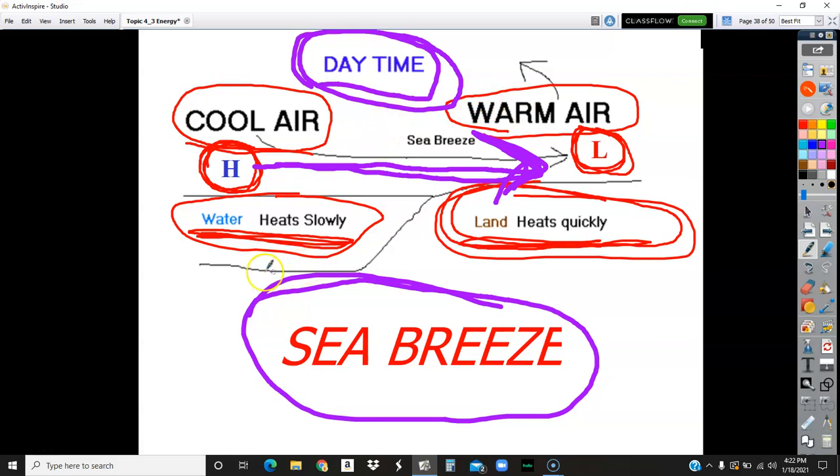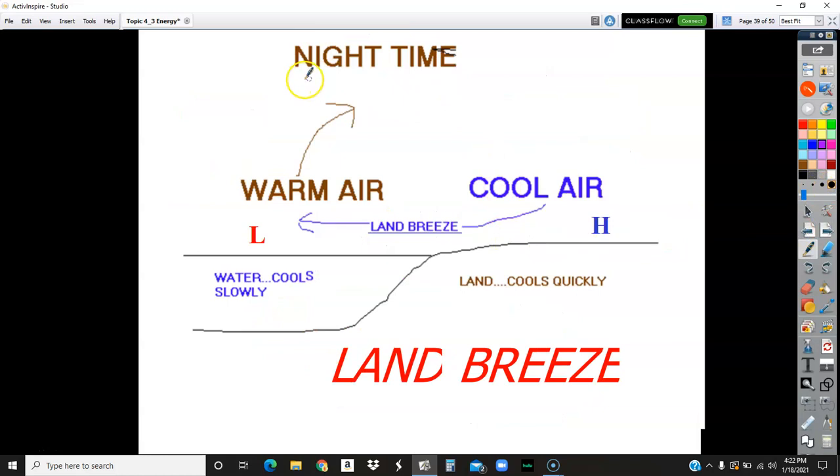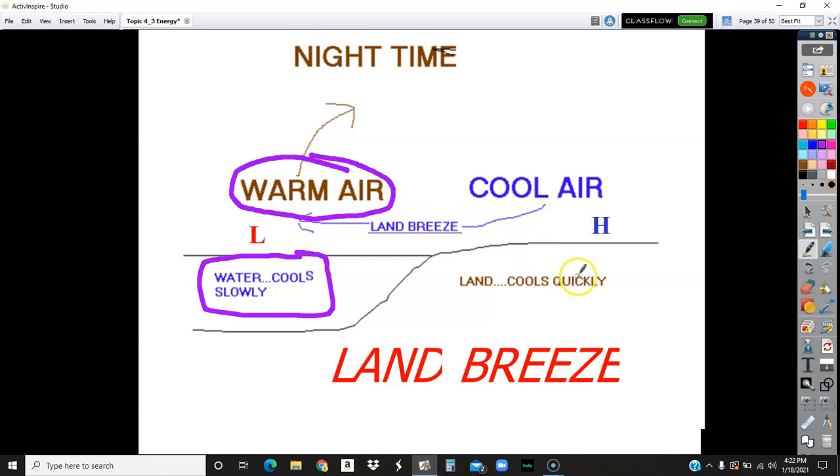Exactly. Again, why? Because now you have water holding on to heat. So this is nighttime. Remember I said water takes a long time to heat up, but once it has that heat, it holds on to that heat. And so at night, the water is slow to cool. That's what I meant. And so the water will hold on to that warmth. And that's why the warm air is now sitting over the water. The land has a low specific heat. It heated up quick, but it also cools down quick. So the land is going to be cool air.